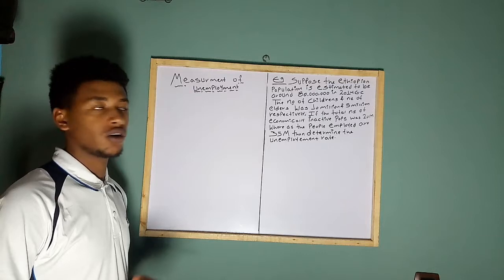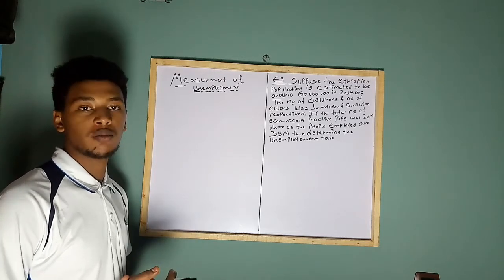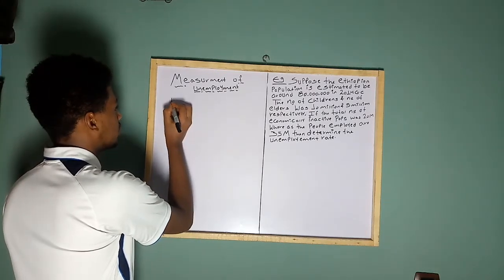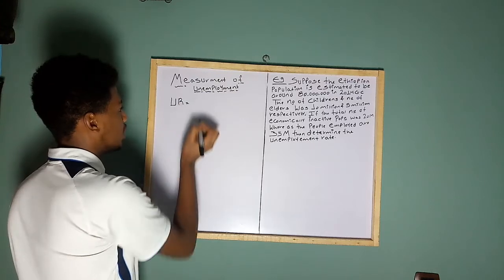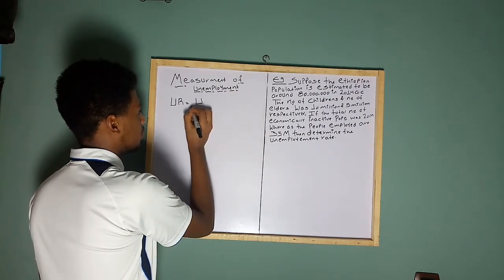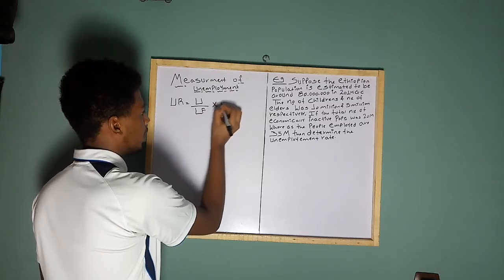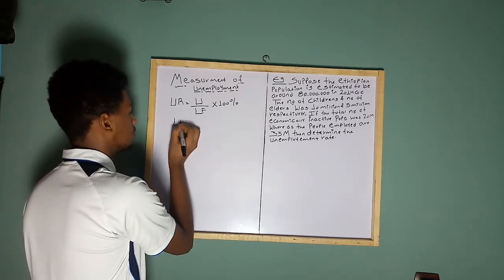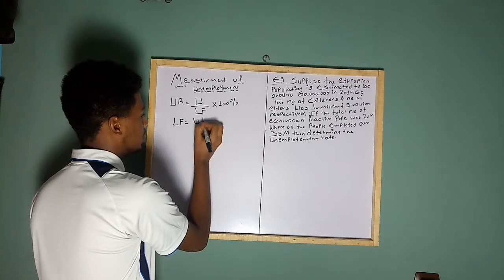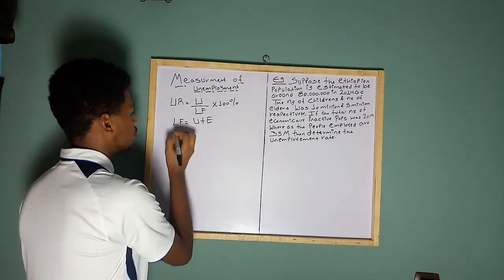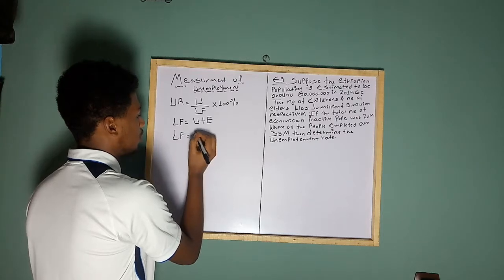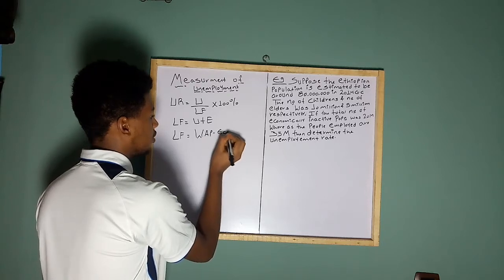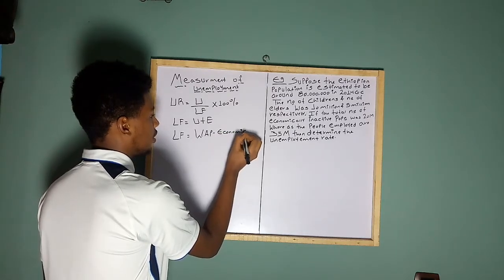The next thing that we are going to see is the measurement of unemployment. How do we calculate unemployment? First, we are going to calculate the unemployment rate. It's calculated by unemployed divided by the labor force, multiplied by 100%. And we can calculate the labor force as unemployed plus employed. Also, we can calculate the labor force as working age population minus the economically inactive group.